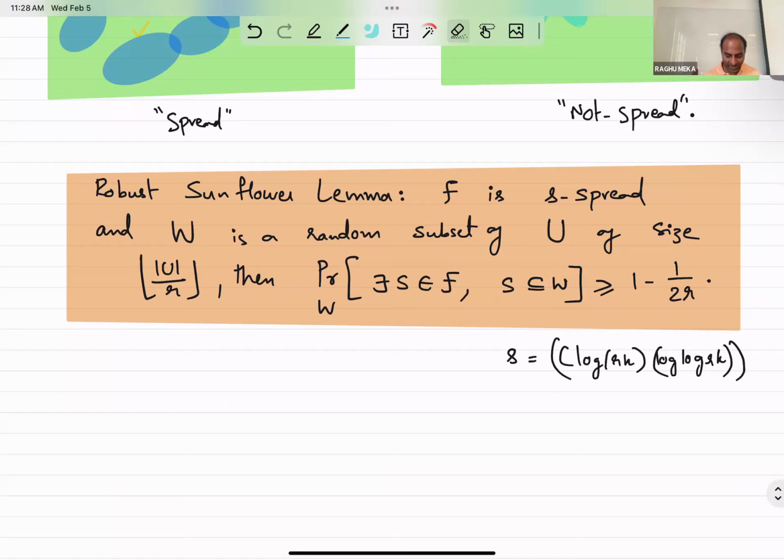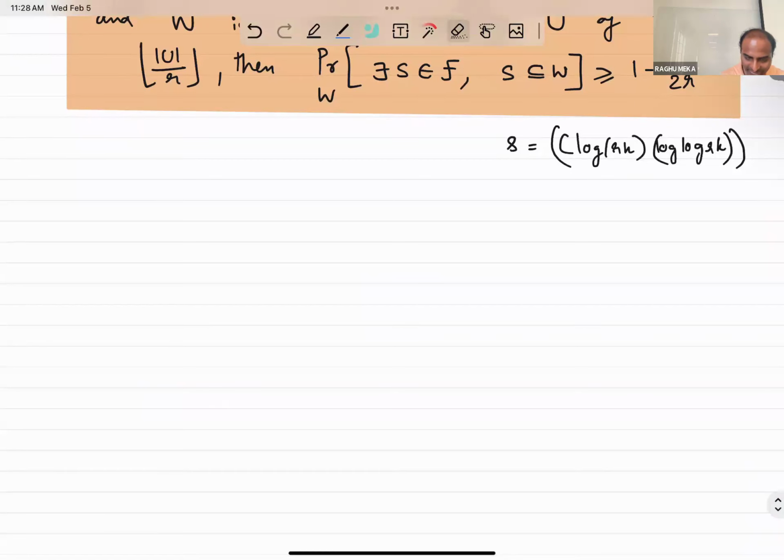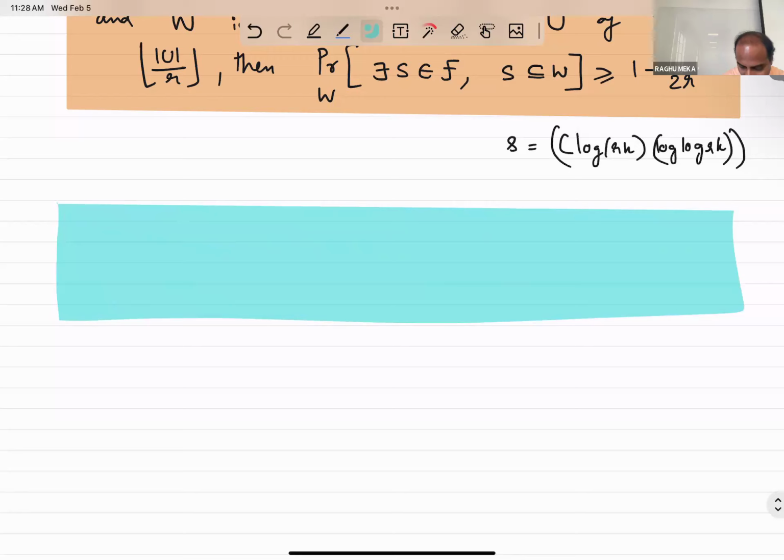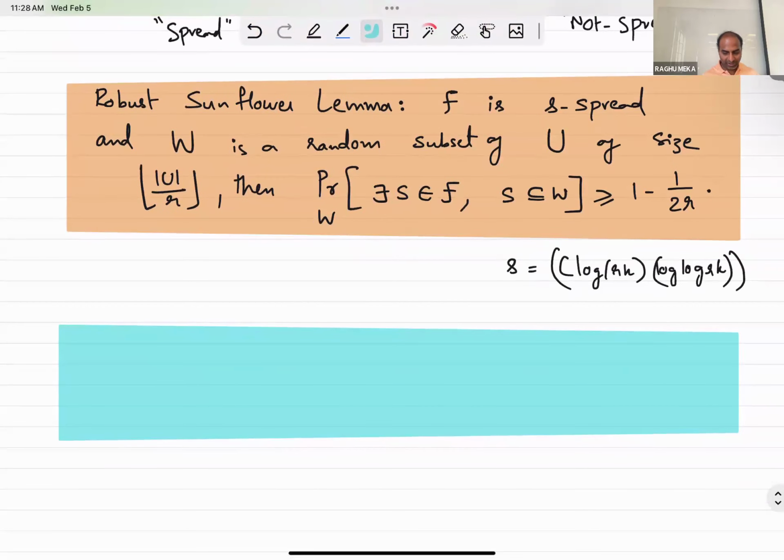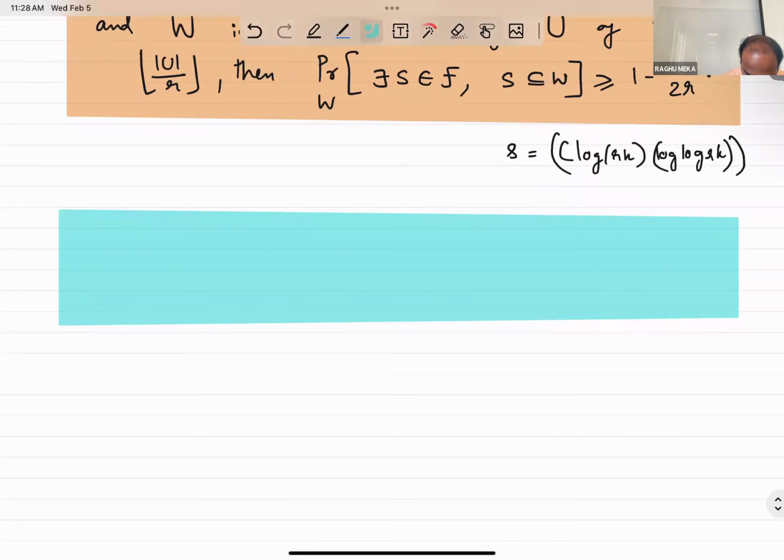Okay, there is some history behind it, some precursors in some hidden forms, but I think it's still a very nice leap. So this is a robust sunflower lemma that we will prove later on. But first, let's see that the robust sunflower lemma implies the main spreadness lemma.